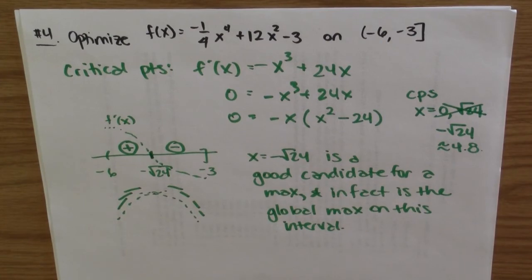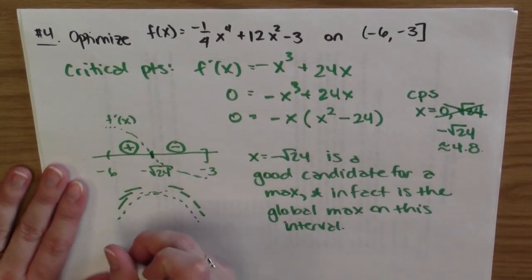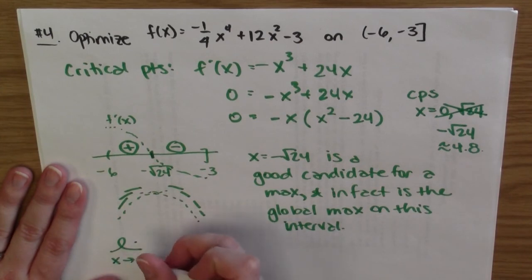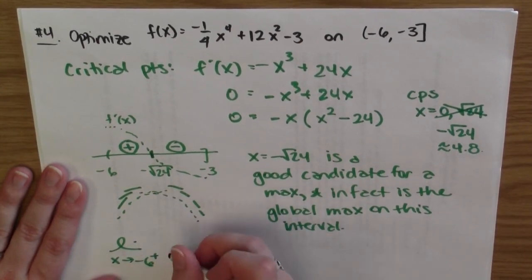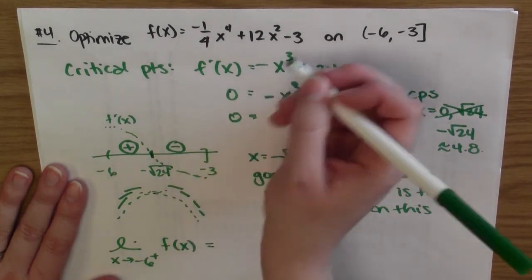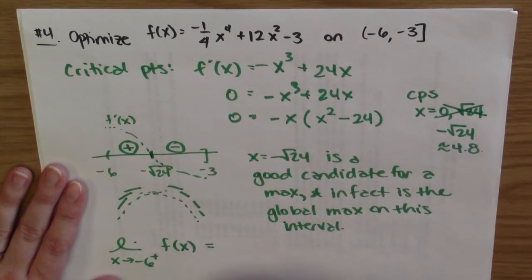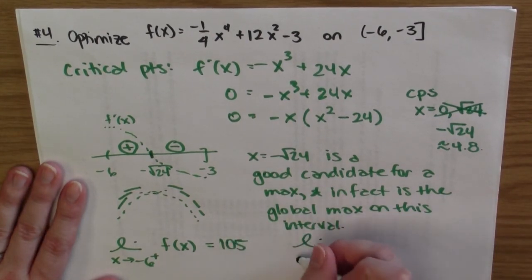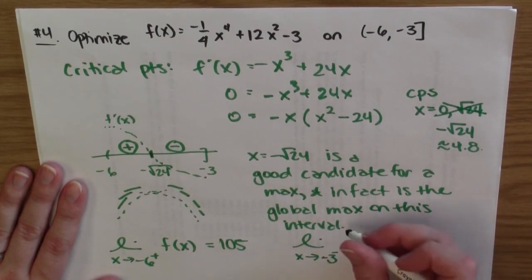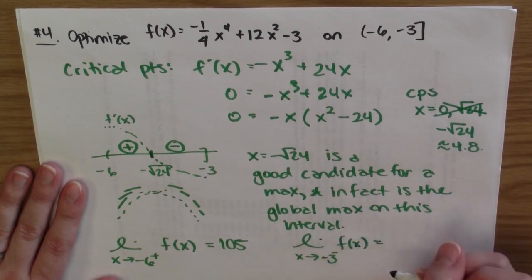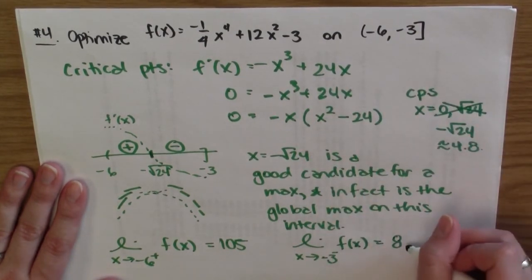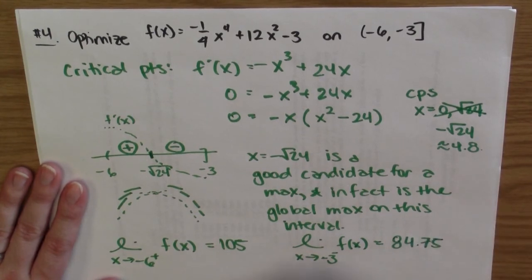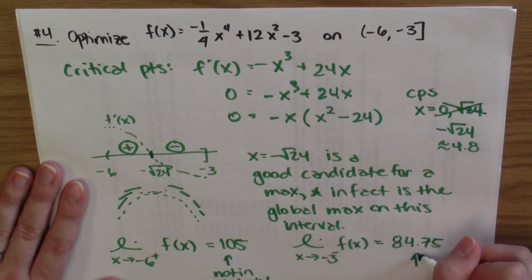So now I want to investigate what's going on at these endpoints. Well, the limit as x approaches -6 from the right of my function, it's a polynomial, so I don't have any problem. I just plug in x equals -6, and I see that the limit is 105. And then the limit as x approaches -3 from the left of my function, again, it's a polynomial, I don't have any problem, I just plug it in, 84.75. This value is not in the interval, and this value is in the interval.